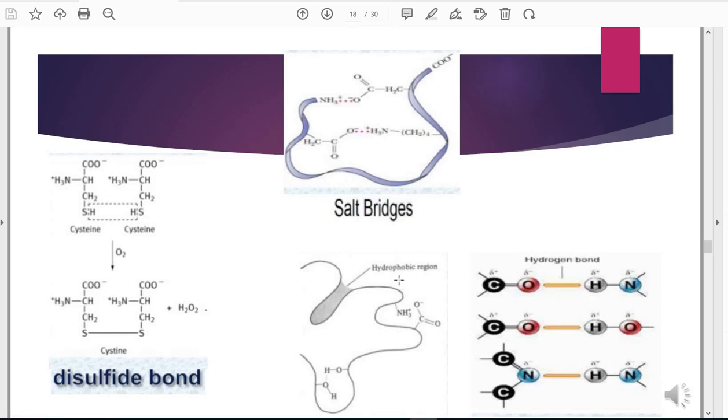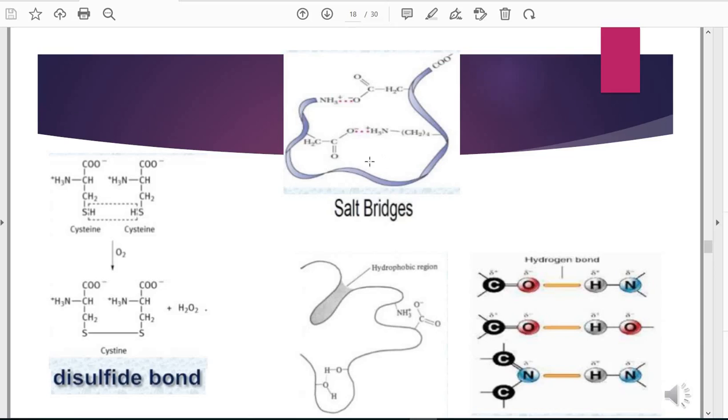Next, hydrophobic regions that contain hydrophobic amino acids like alanine and phenylalanine tend to be in the interior of the protein structure, away from the surface. This is the hydrophobic bonds or interaction.